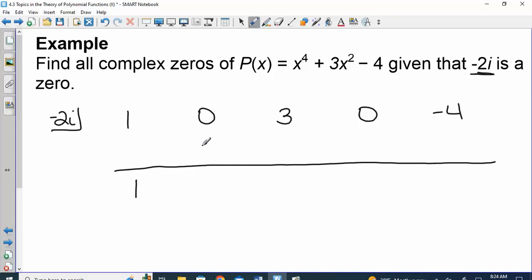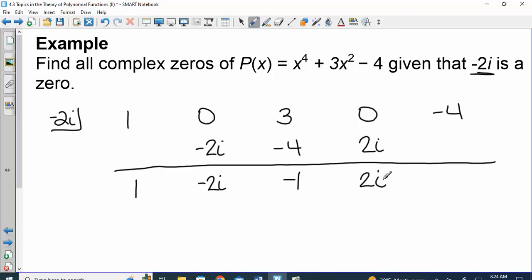1 times negative 2i equals positive 0 plus negative 2i. Negative 2i times negative 2i is 4i squared, which turns into negative 4. 3 plus negative 4. Negative 1 times negative 2i is 2i. 0 plus 2i, equals positive 4i.